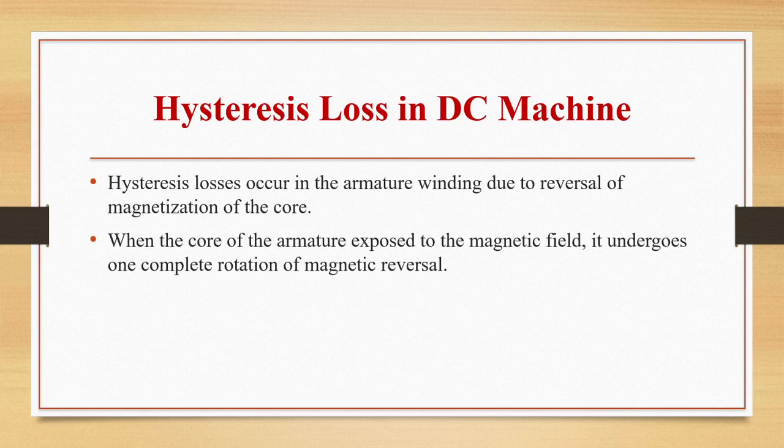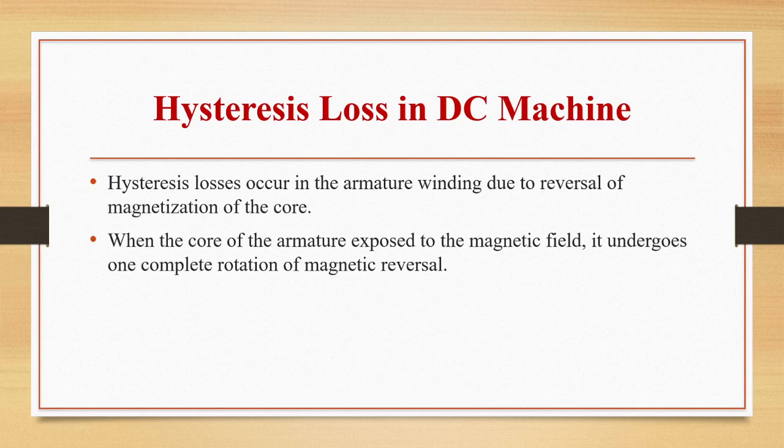It will restrict the magnetic reversal. It will not allow the flux to move from positive to negative direction, or from one direction to another, whatever it can be. In doing so, some amount of energy is lost. That is called hysteresis loss. So hysteresis losses occur in the armature winding due to the reversal of magnetization of the core.